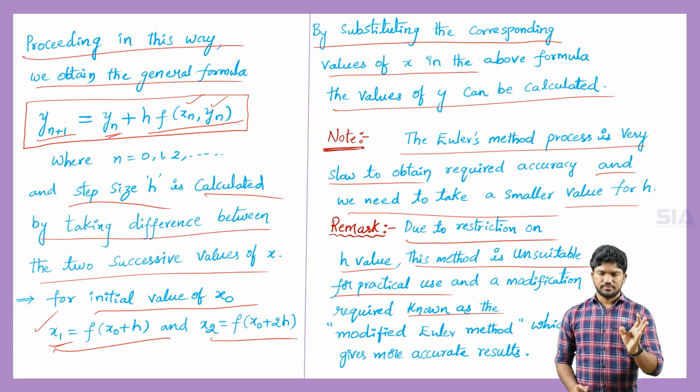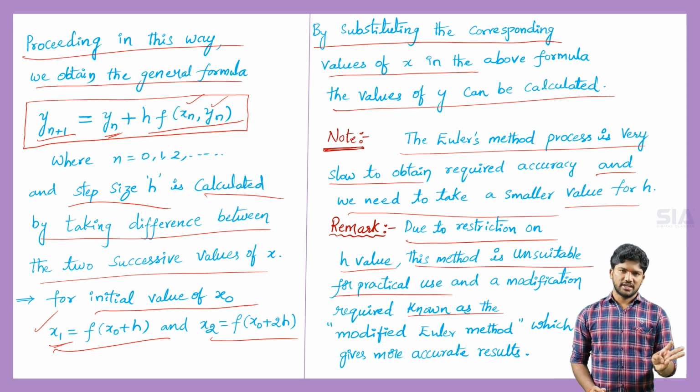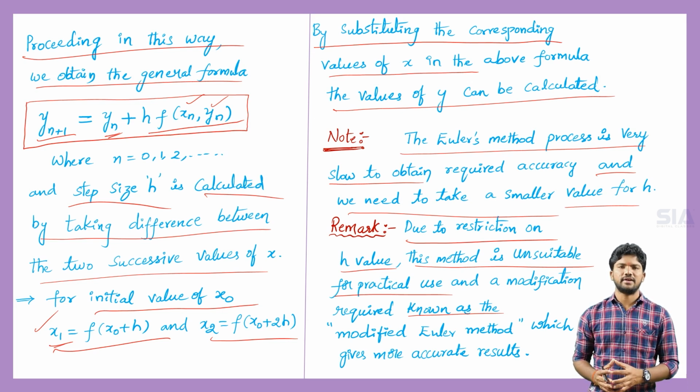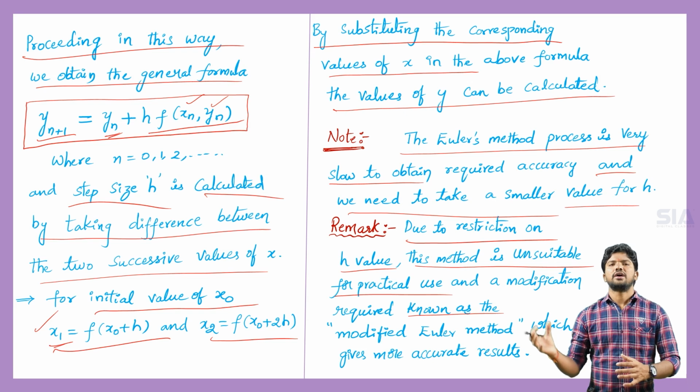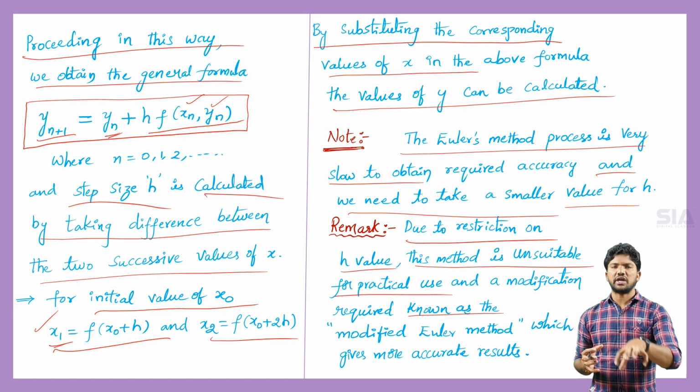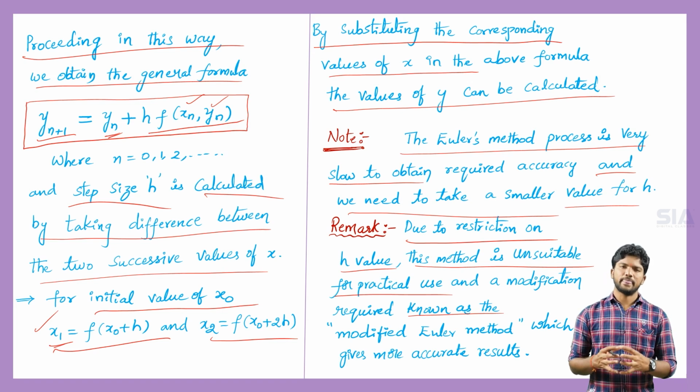So we discussed the general derivation of Euler's method and what the drawback of Euler's method is. It has a slow process, and we have to consider a small h value as small. Due to the restriction based on the small h value, for this Euler's method we have some modification. Based on that modification, we have another method, the modified Euler method. In the modified Euler method, we can get more accurate values compared with the Euler method.